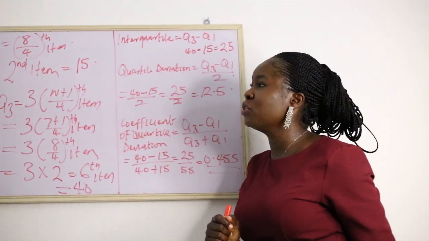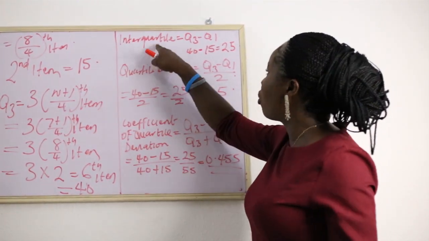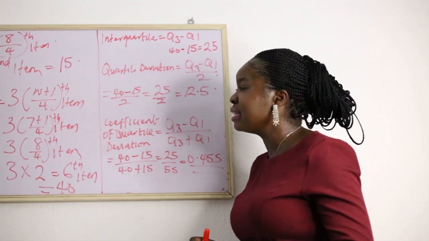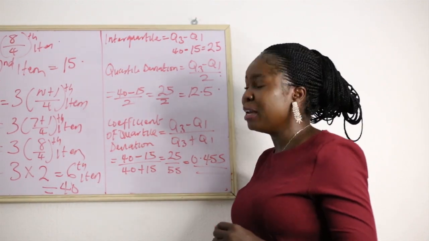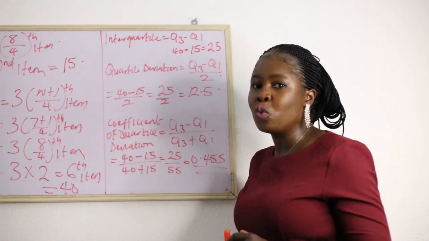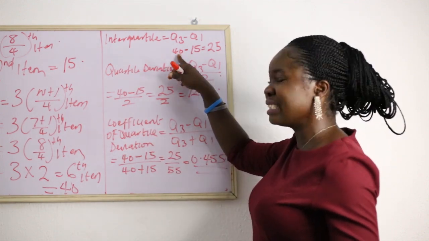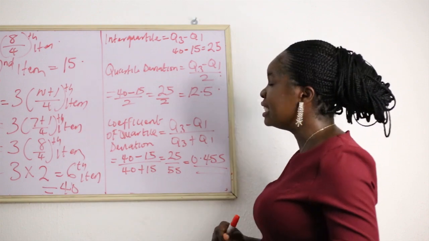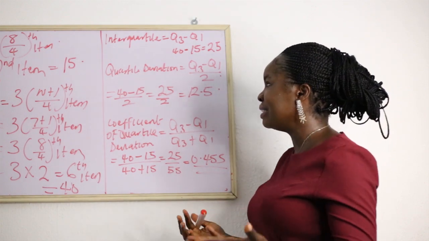Then solving the question now. The first question says interquartile range. The formula for interquartile range is Q3 minus Q1. The value for Q3 is 40, then the value for Q1 is 15. So that will be 40 minus 15, which is equal to 25. That is our interquartile range.